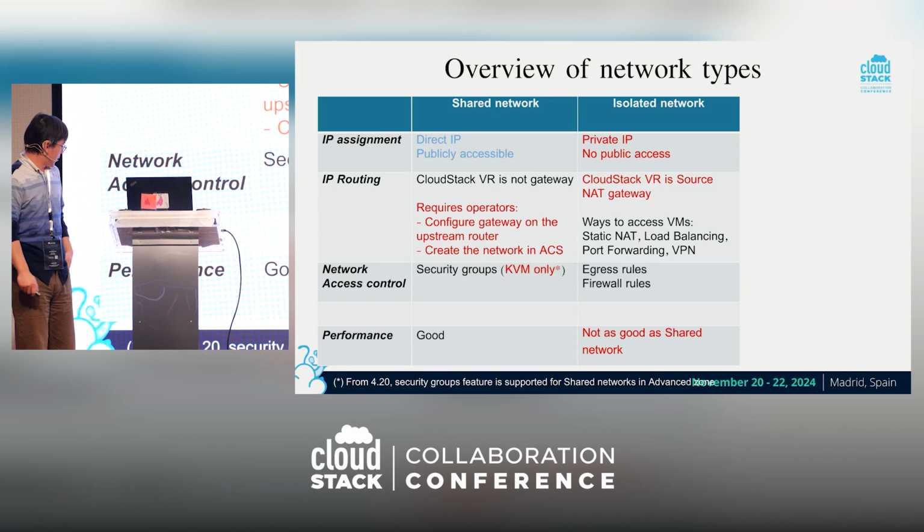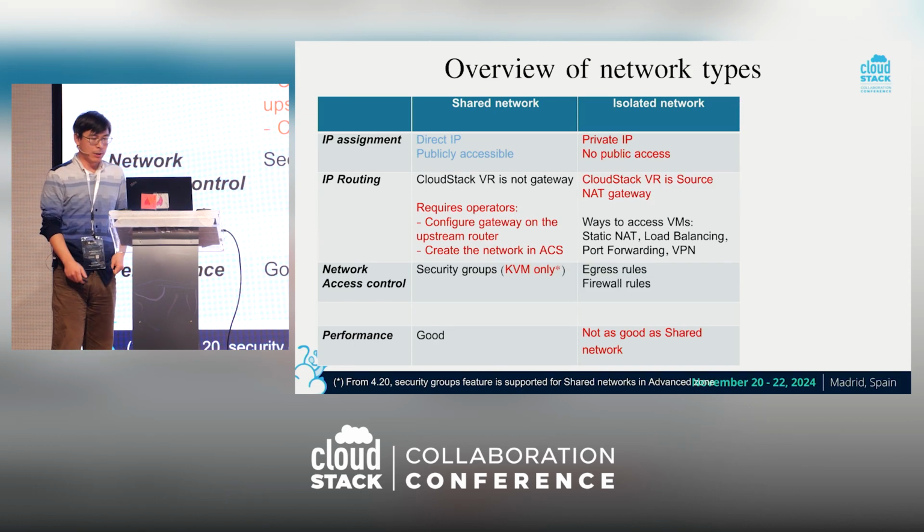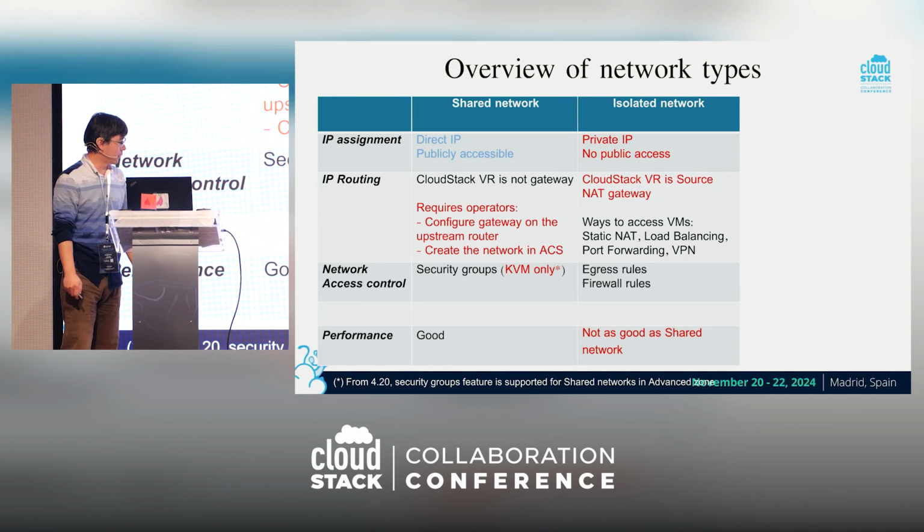So performance-wise, the shared networks have the best performance. For isolated networks, because there is the virtual router in the path of the traffic, the performance is not as good as the shared networks.